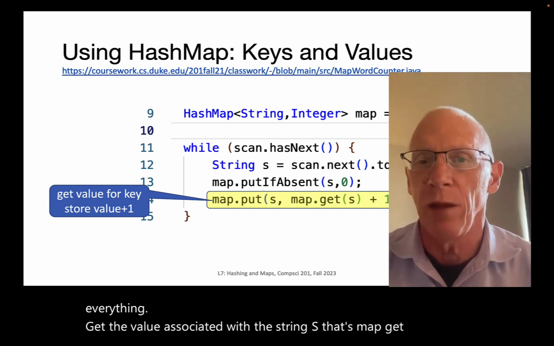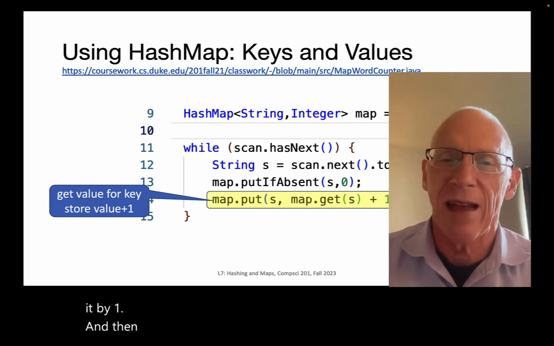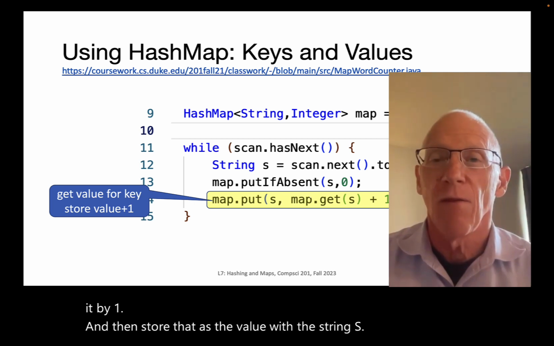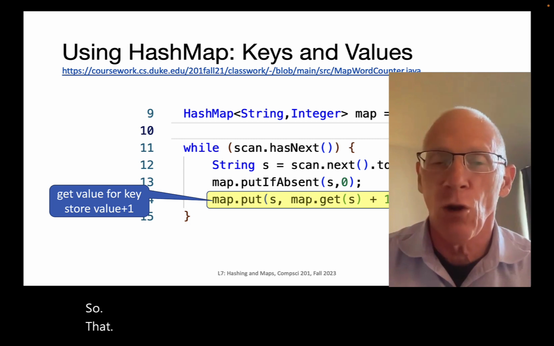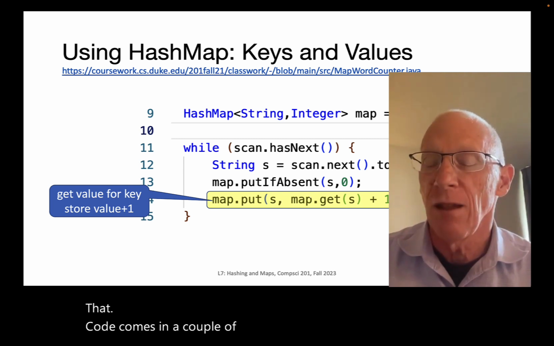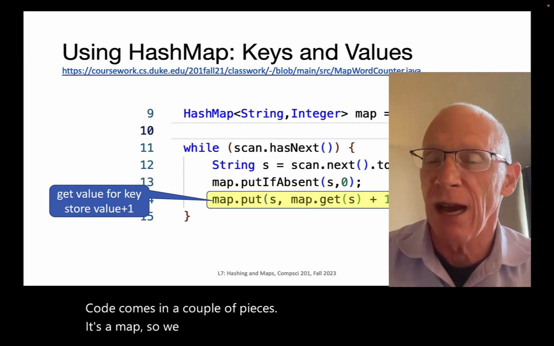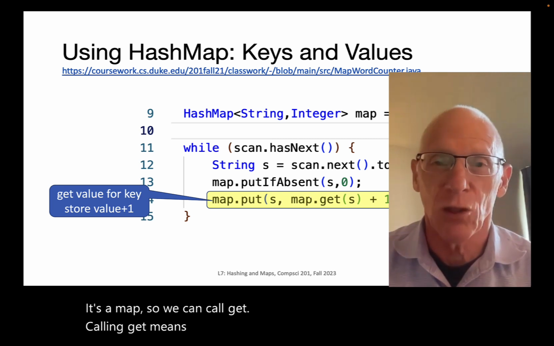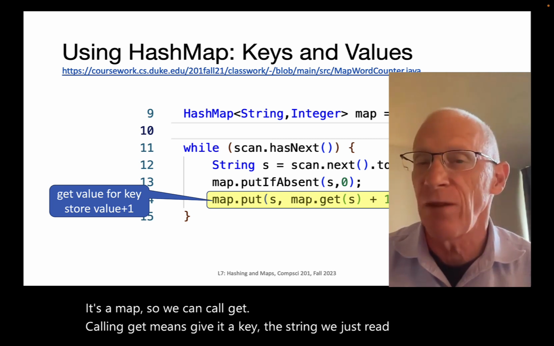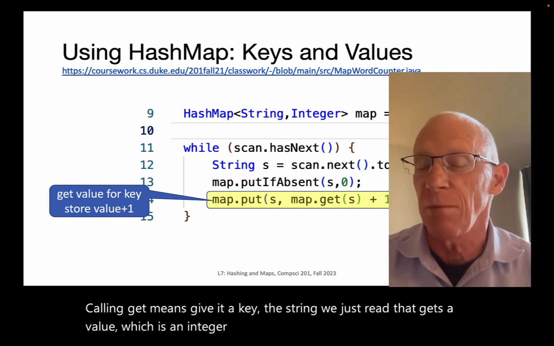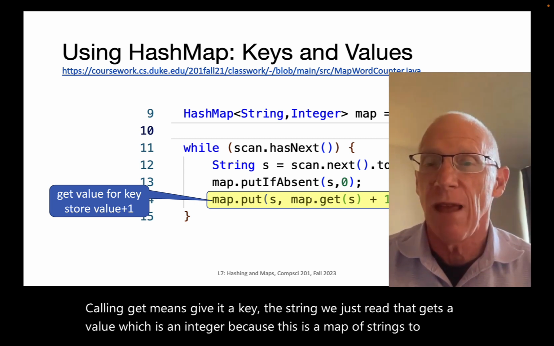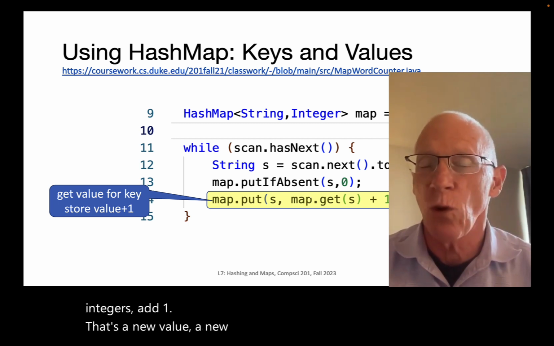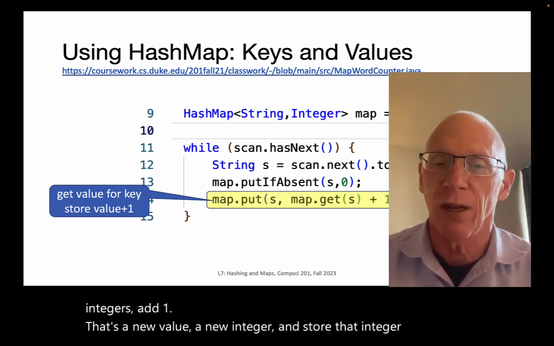Increment it by 1, and then store that as the value with the string s. So that code comes in a couple of pieces. It's a map, so we can call .get. Calling .get means give it a key, the string we just read. That gets a value, which is an integer, because this is a map of strings to integers. Add 1, that's a new value, a new integer, and store that integer with the string s.